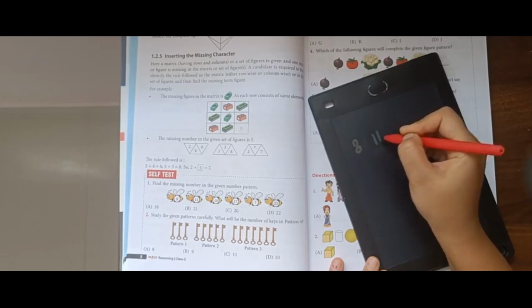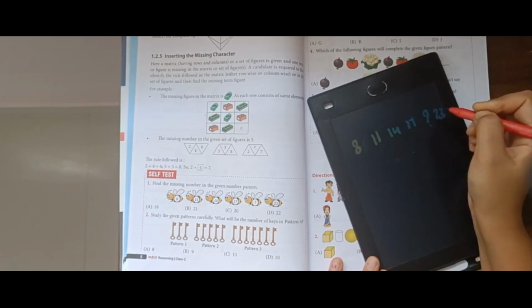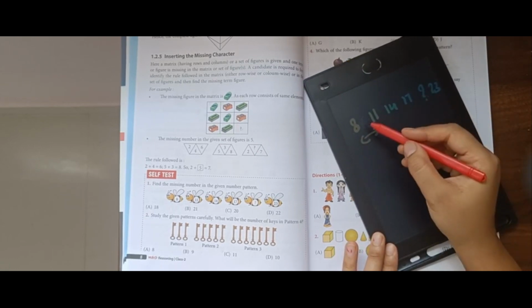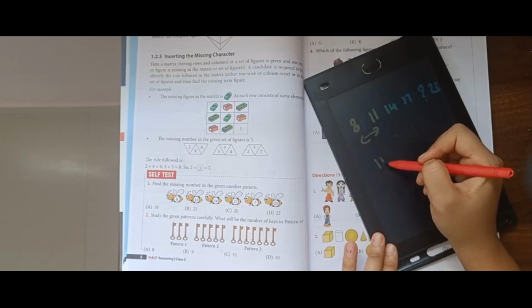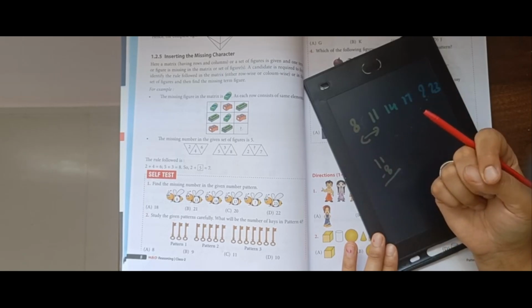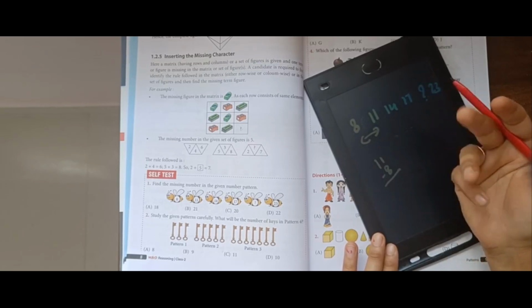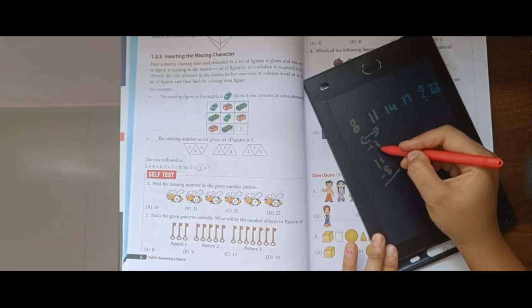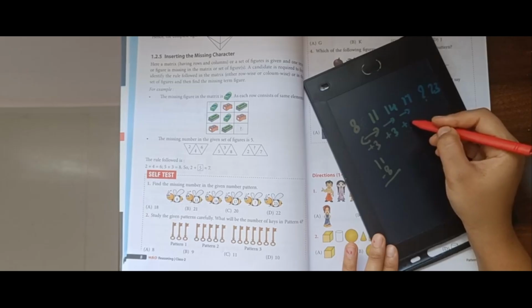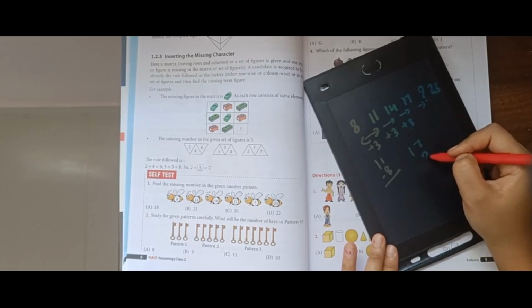8, 11, 14, 17 and then 23. So we need to find the difference between these two numbers. So 11 minus 8, what will it be? 8, 9, 10, 11. So how many numbers are we adding? Plus 3. 17 minus 14 is plus 3. So we need to add plus 3 to the next number.